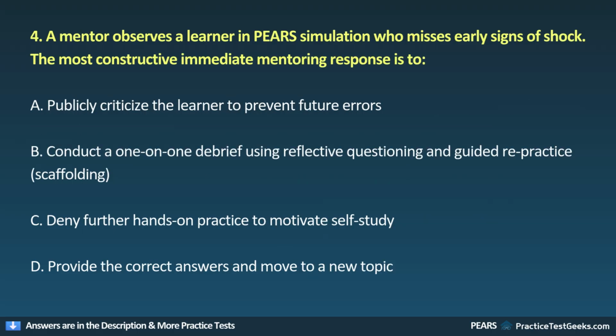4. A mentor observes a learner in PEARS simulation who misses early signs of shock. The most constructive immediate mentoring response is to: A. Publicly criticize the learner to prevent future errors. B. Conduct a one-on-one debrief using reflective questioning and guided repractice, scaffolding. C. Deny further hands-on practice to motivate self-study. D. Provide the correct answers and move to a new topic.